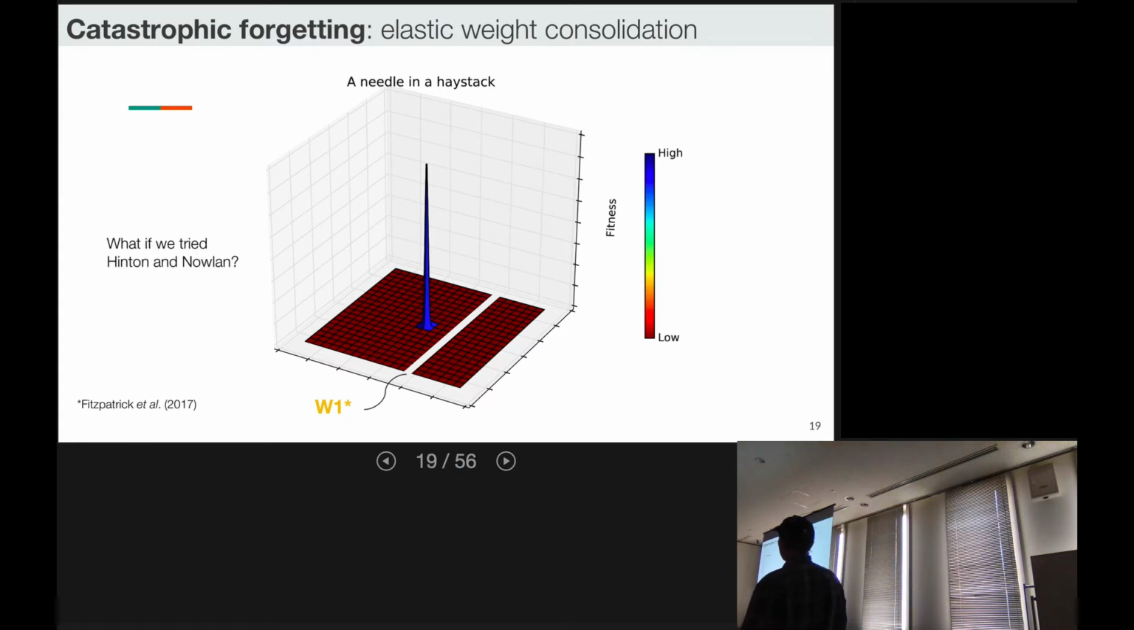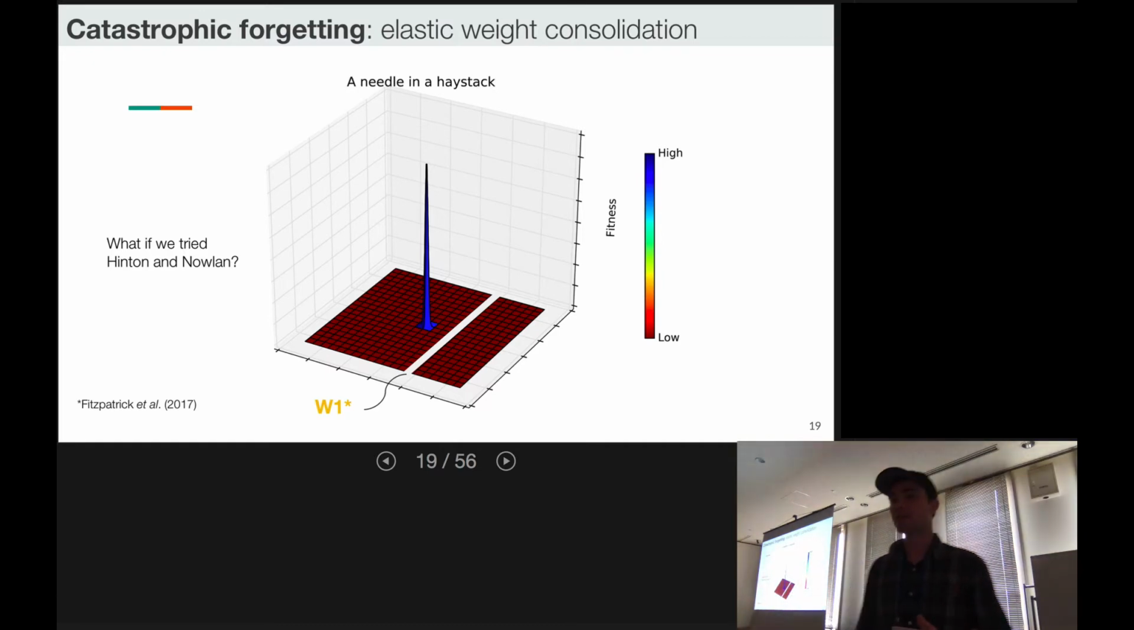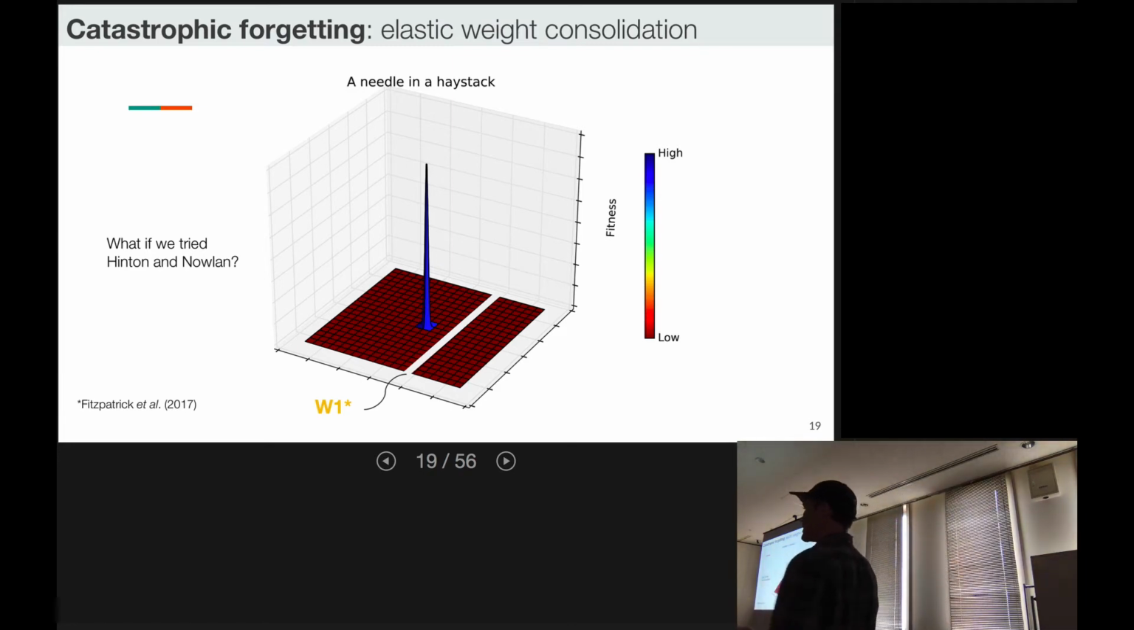Okay. So it seems like maybe a priori we should be able to use Hinton and Nowlan in this situation. We have a single optimal configuration, a needle in the haystack. We have agents that can change over their lifetime. Why can't we just deploy Hinton and Nowlan, hit this needle by randomly changing configurations, and then progressively Baldwinify behaviors that occur late in the life of the individual?